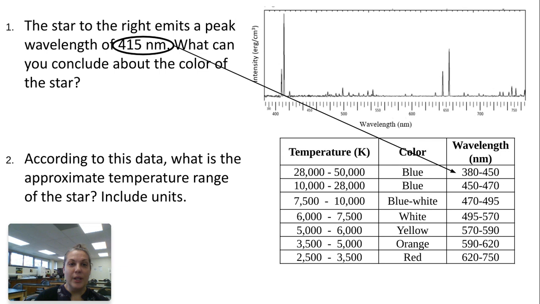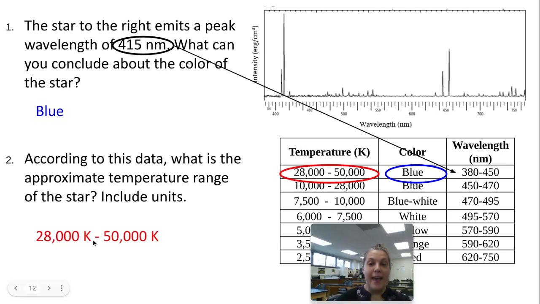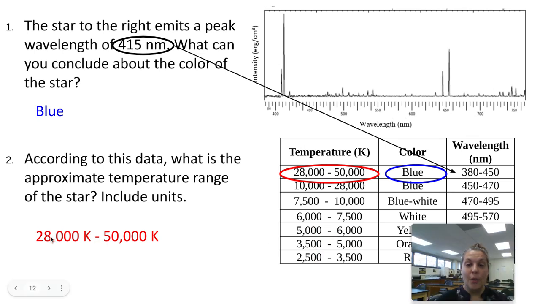So number 1 says, what can you conclude about the color? We can conclude that it is blue because the peak wavelength is within this range and the color would be blue. Number 2, according to this data, what's the approximate temperature range? Include units. Again, same row in our data table. We can find that the temperature range is 28,000 Kelvin, that's the K, to 50,000 Kelvin, K. We looked at that unit when we were doing our star cards as well. So just by knowing the peak wavelength, we look for the range, we can determine the color and the temperature.